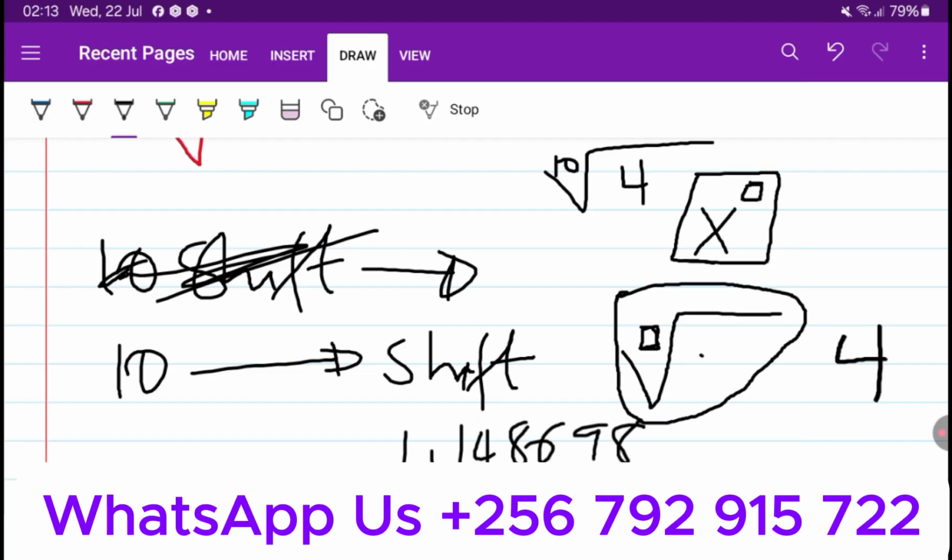1.14869, depending on the decimal places. But for these numbers, since most of them are very big, the decimals are going to be many, so you maintain at least 3 decimal places. But if you can, you make it 4, because in the exam we always look at trying to manage time and all that.